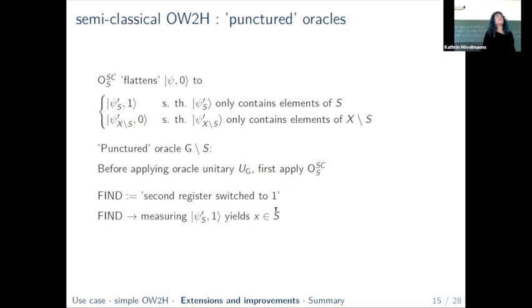And now we will define an event Find. The event Find is defined as the event that the second register switched to 1 during application of the punctured oracle, meaning that if Find does not occur, the set S is effectively removed from the domain of the oracle because it's never queried there. And if Find occurs, then measuring the X register of the state would always yield an element in S.